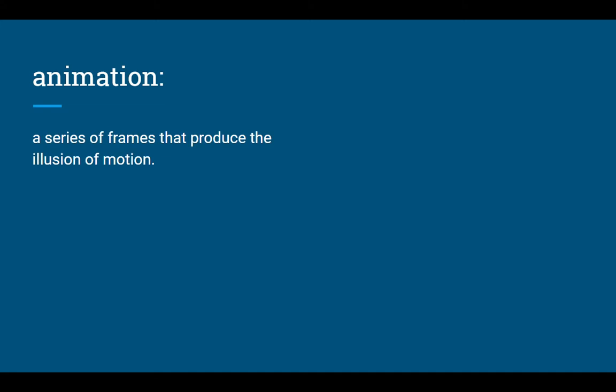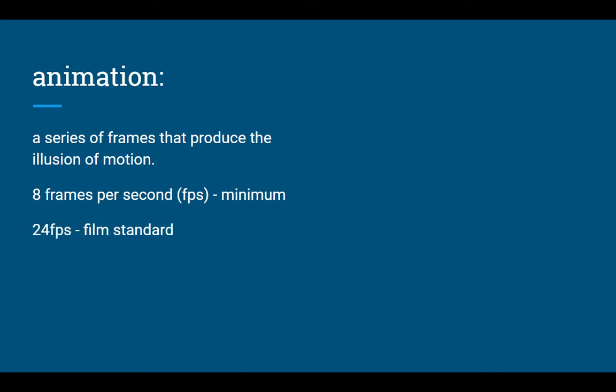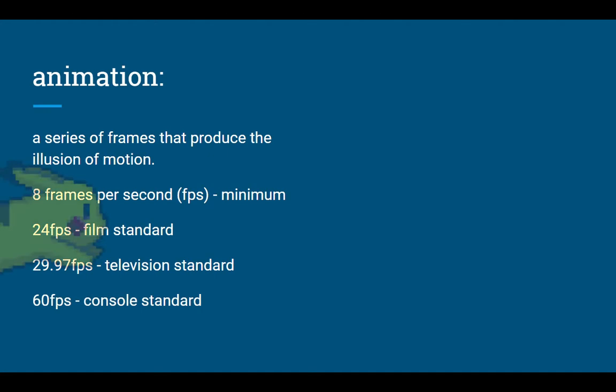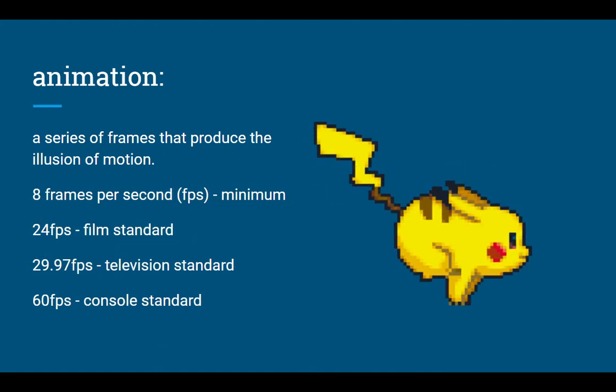Now, this is the definition here: a series of frames to produce the illusion of motion. Some stats here for you. 8 frames per second is the minimum to trick your eyes into thinking something is moving. 10 to 12 frames per second is our old Bugs Bunny cartoons. 24 frames per second is film standard. 29.97 is the television standard. I don't know why it's not 30. 60 to 120 frames per second is our console standard.